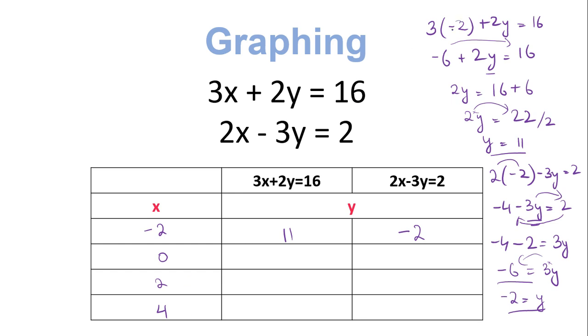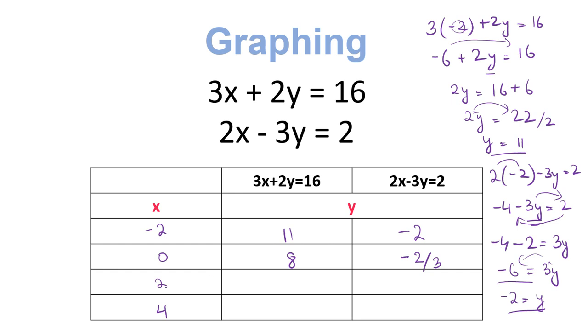If I put 3 times 0 here, so 3 times 0 is 0, then I have 2y equals 16. 16 over 2 again will give me 8. Similarly, I repeat the same thing here, so it's going to be 2 times 0, again 0, and -3y equals 2. So if I take the -3 to the other side, the answer here should be -2 over 3.